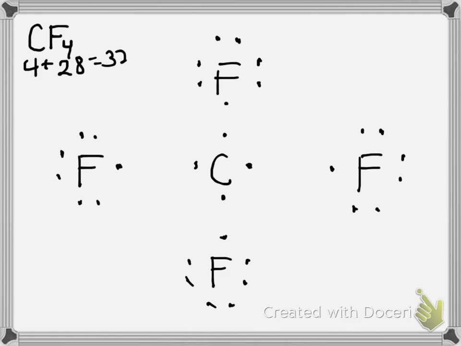Okay. So once I have all the valence electrons in place for each atom that's there, what I'm going to do is connect it to the center atom. So I'm going to bond this electron to this one, and so on for each fluorine. And then what they're doing is they're sharing. They're both non-metals, so I can't transfer any electrons, so I have to share.